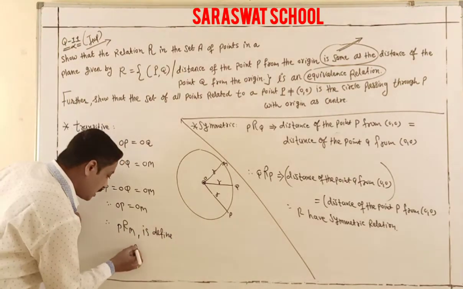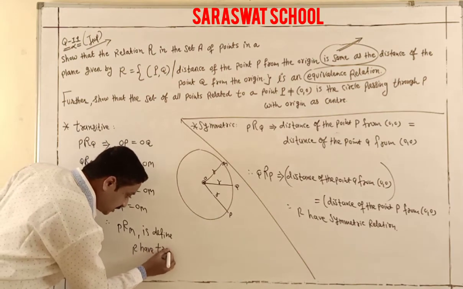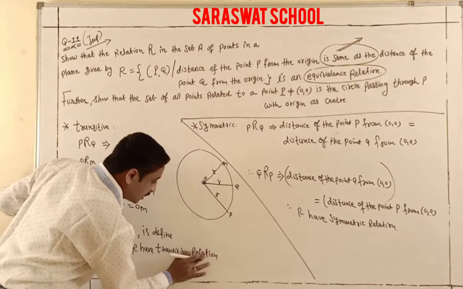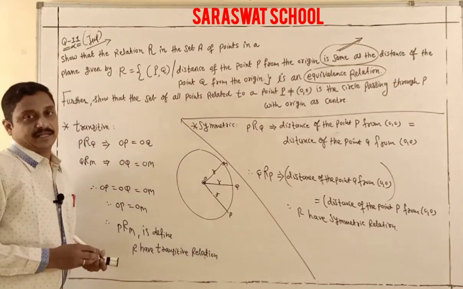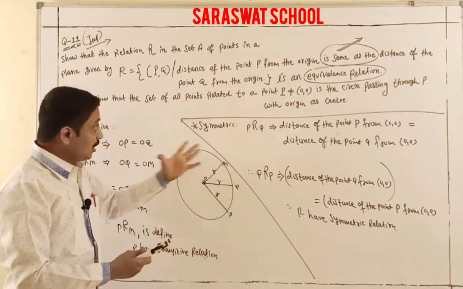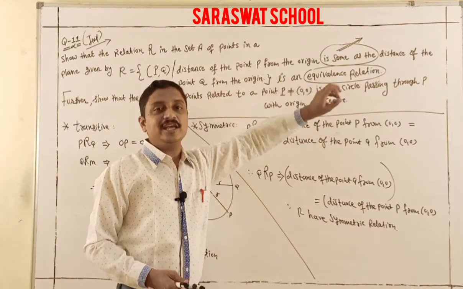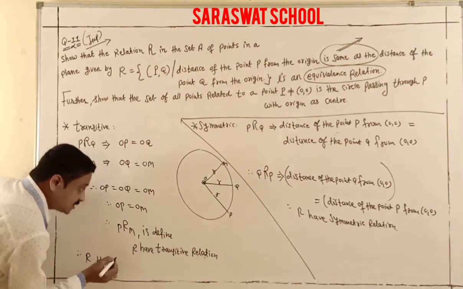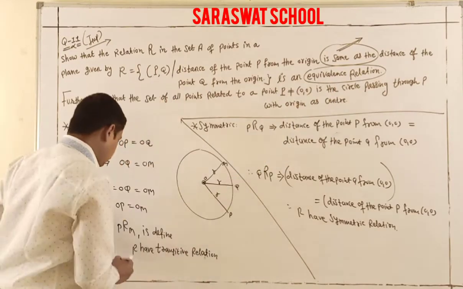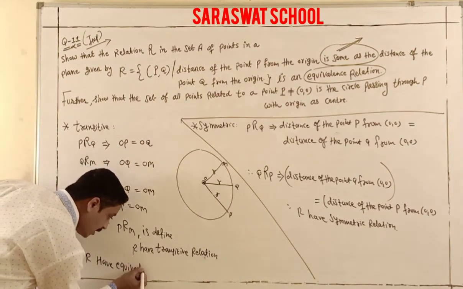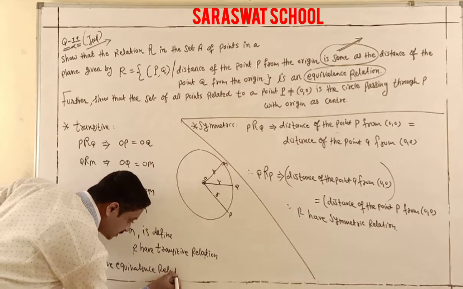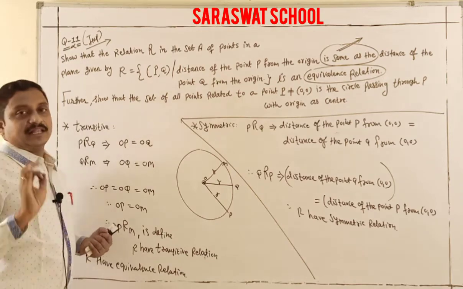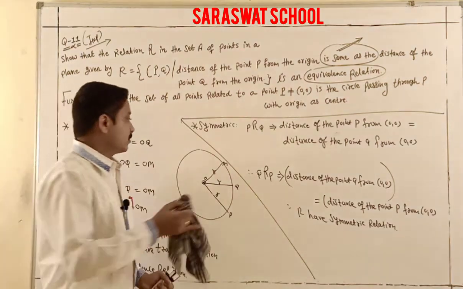R has a transitive relation, and that is our final answer. Now wait, this is all done. So we can say R is an equivalence relation. Yes. Therefore, R is an equivalence relation. Now finally after that I go to the next line, and that topic is very easy.